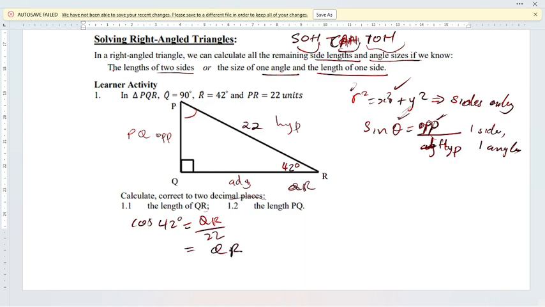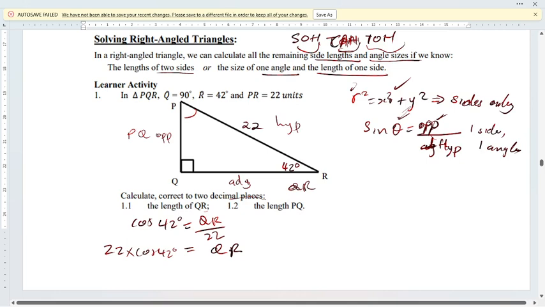So QR equals cos 42 multiplied by 22. Another way, I'm giving you a simple technique again. The correct way is we multiply both sides by 22, that is fine, but I need something that gets you to the answer quickly so you do not make mistakes. Then we get the answer for QR.